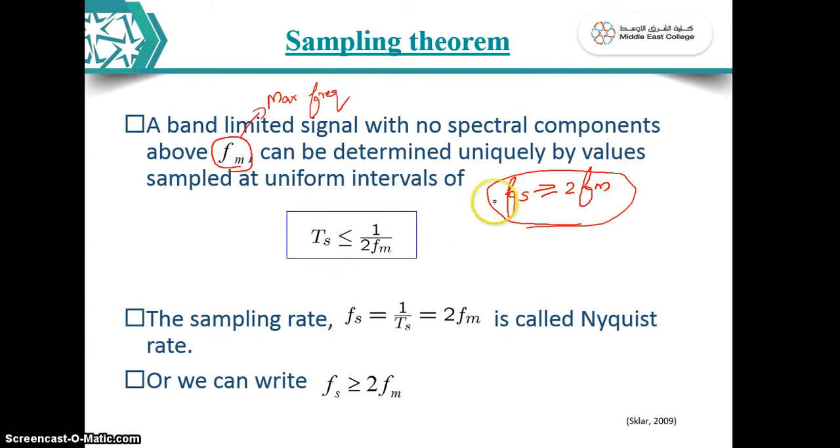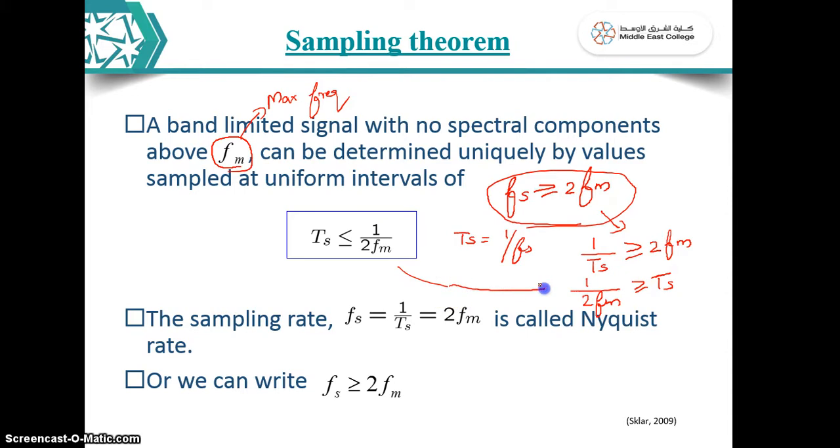Or even you can write Ts. You know what is Ts? Ts is equal to 1 over Fs. So I am just replacing this with Ts. How will my equation be? The same equation, if I write 1 over Ts, that is Fs, should be greater than or equal to 2 times Fm. Or cross multiplying, you get 1 by 2 Fm should be greater than or equal to Ts, or Ts should be less than or equal to 1 by 2 Fm.